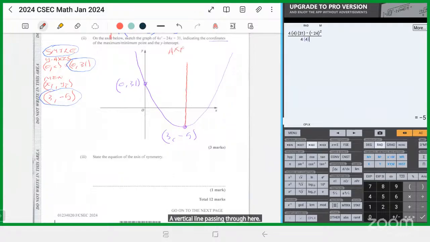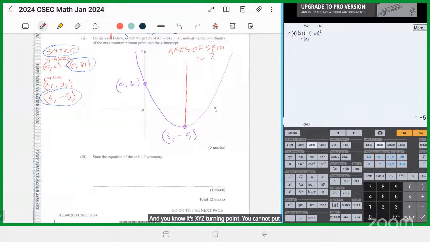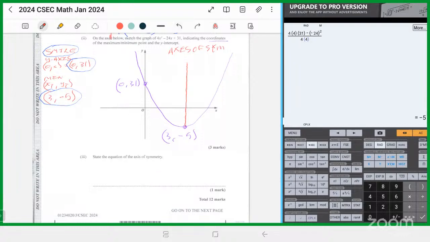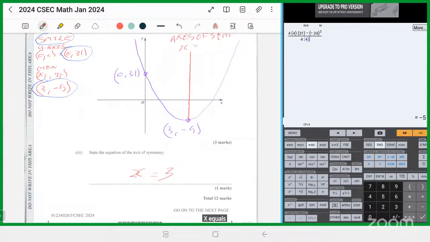Axis of symmetry. You know its x value is the turning point. You cannot put equals 3 down here, you cannot put just 3. You have to write x equals 3. X equals the x value at the turning point.